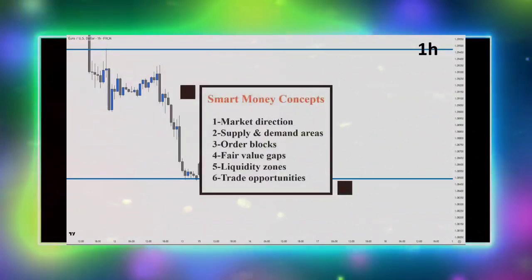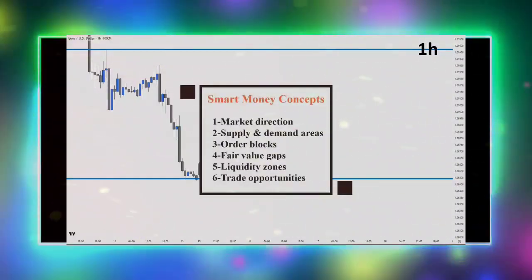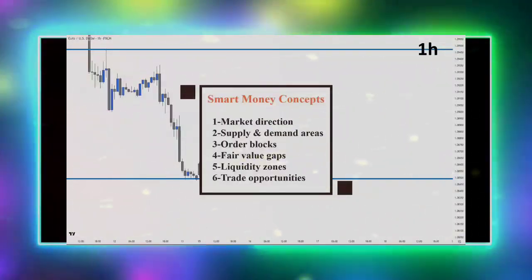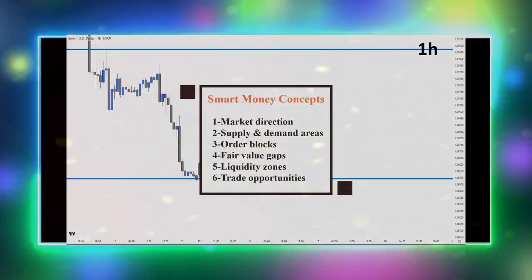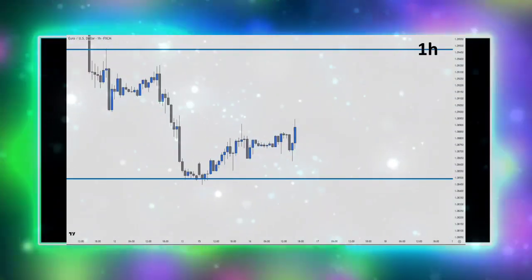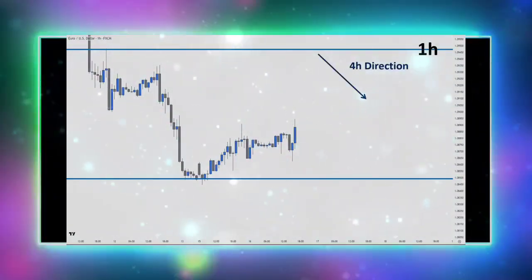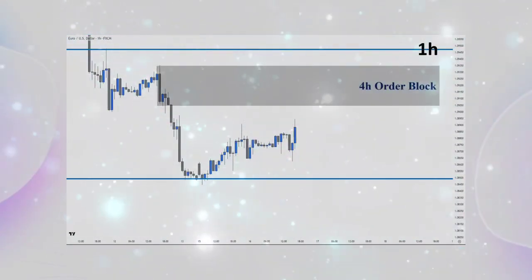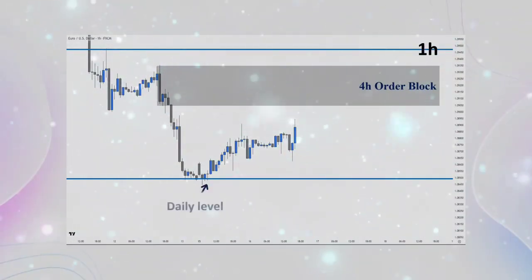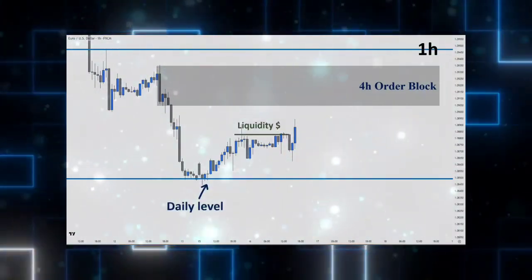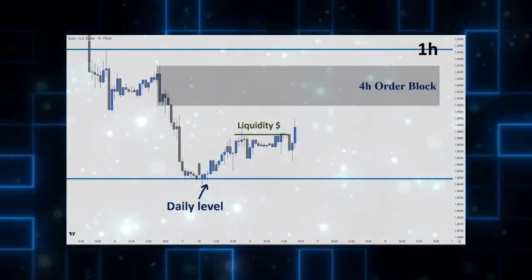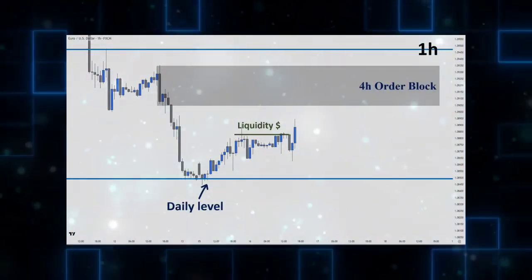Once again, we fully apply smart money concepts, including identifying market direction, supply and demand areas, order blocks, fair value gaps, liquidity zones, and possible trade opportunities. We know that higher time frame directional bias is bearish, and we expect the price to get rejected from the 4 hours time frame order block. After mitigating this daily zone, the market is making a deep retracement and creating liquidity zones before reaching the 4 hours order block, which is another confirmation.